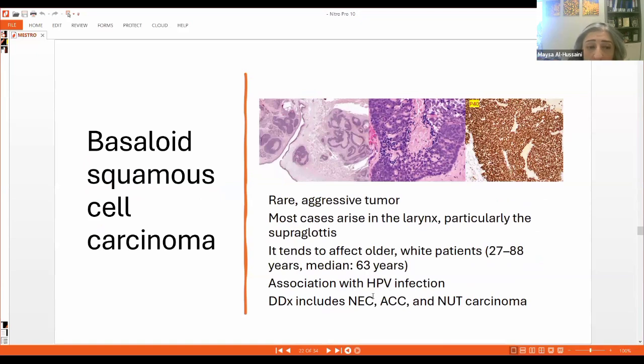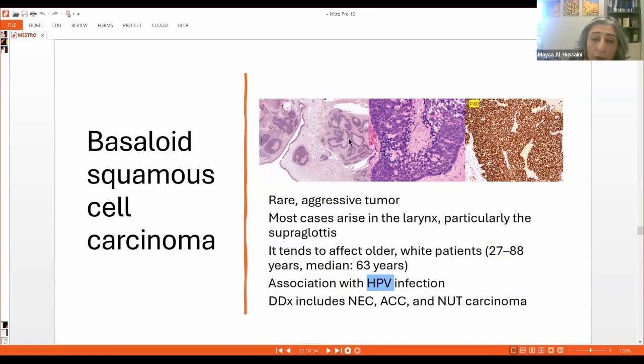Now, moving into the variants of squamous cell carcinoma that are associated with poor prognosis. The first of these is the basaloid squamous cell carcinoma. It is rare, but it is aggressive. It usually occurs in the supraglottic part of the larynx, and tends to occur in older white patients. This is among the rare subtypes that is associated with HPV infection, and we always have to rule out other types of carcinomas, in particular neuroendocrine carcinoma, adenoid cystic carcinoma, and NUT carcinoma. So we have to apply immunohistochemistry.